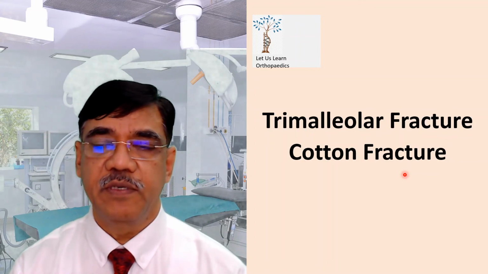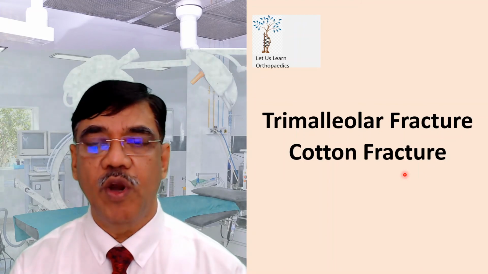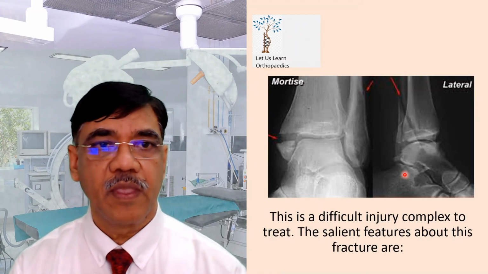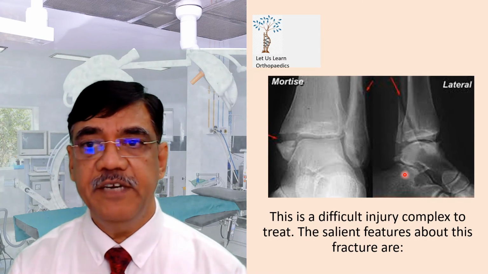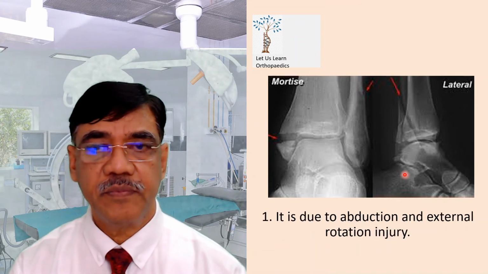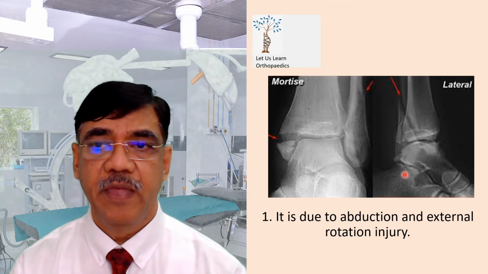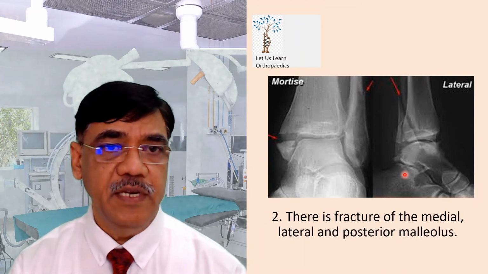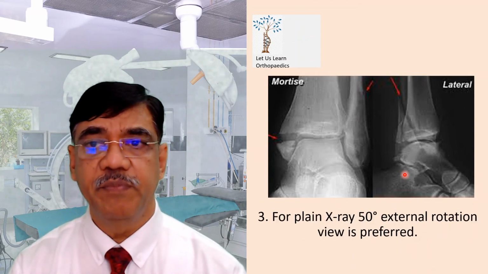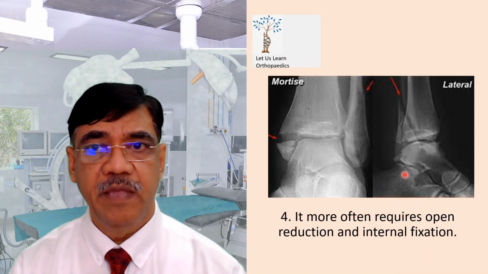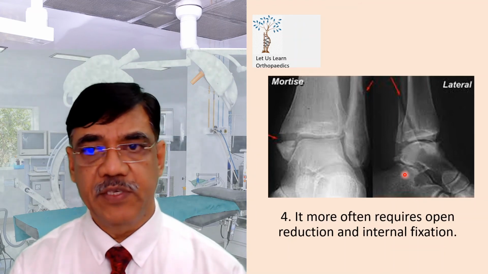And before we close, let us have a little discussion on trimalleolar fracture, that is also called as Cotton fracture. Now this is a difficult injury complex to treat. The salient features about these fractures are: it is mainly due to the abduction and external rotation injury. There is a fracture of medial, lateral and posterior malleolus. For the plain X-ray, 50-degree external rotation view is preferred. It more often requires open reduction and internal fixation.